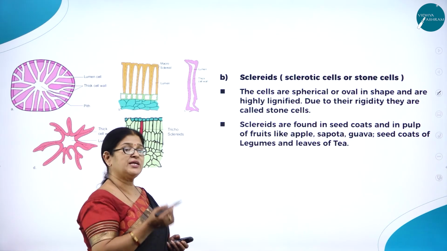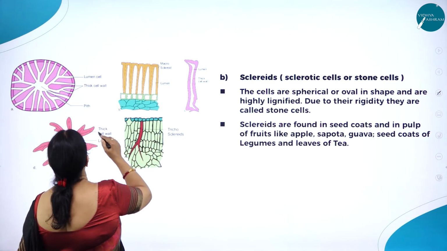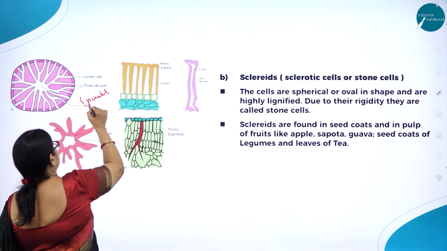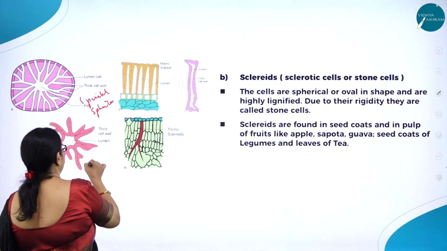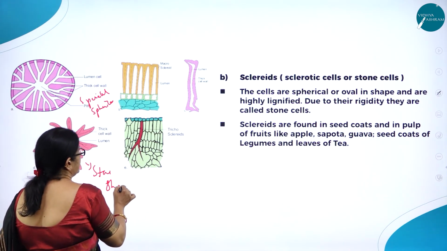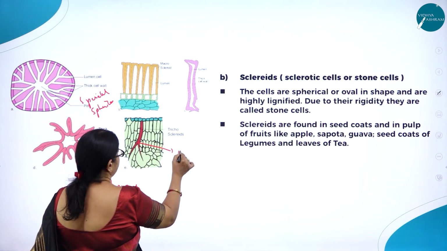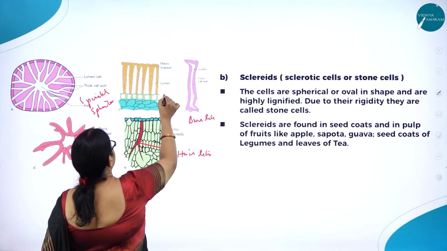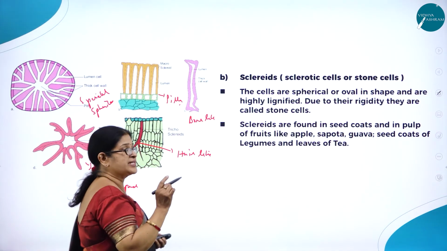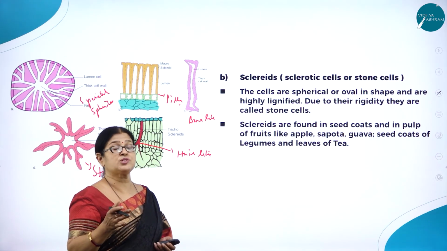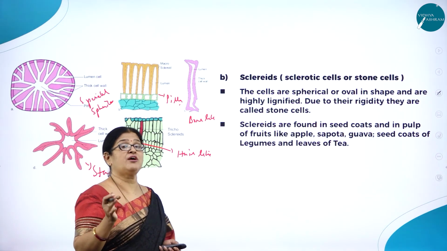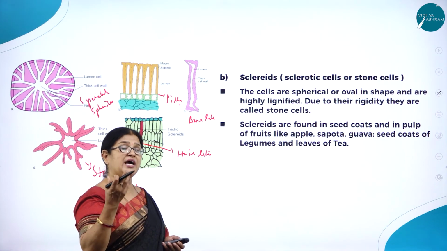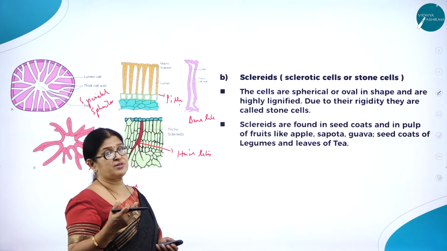Now that was about fibers. Now let us understand about the sclerids. Here it is spherical. Here it is star-shaped. Here it is hair-like. Here it is bone-like. Here it is pillar-like. Sclerids are also called stone cells, or hard cells. For example, the shell of coconut and the outer coat of badam are classical examples of sclerids because they are very hard in nature. Hence the name stone cells or sclerotic cells.